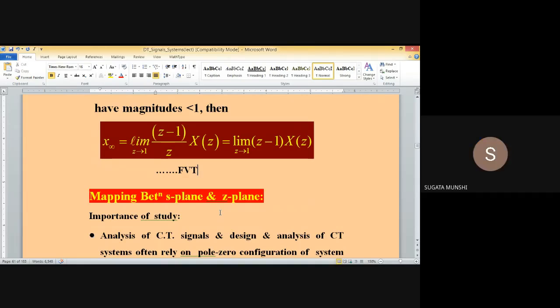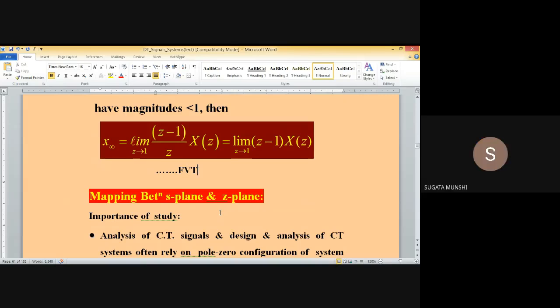The motivation is that in case of continuous time signals and systems, you have seen that the pole zero configuration of the Laplace transform of signals has important bearing on the nature of behavior of the signals, and pole zero configurations of transfer functions of continuous time systems also have important bearing on the time domain behavior.